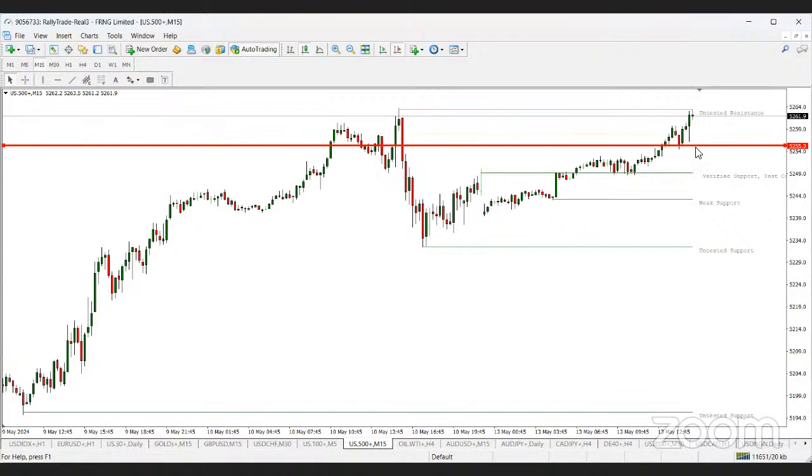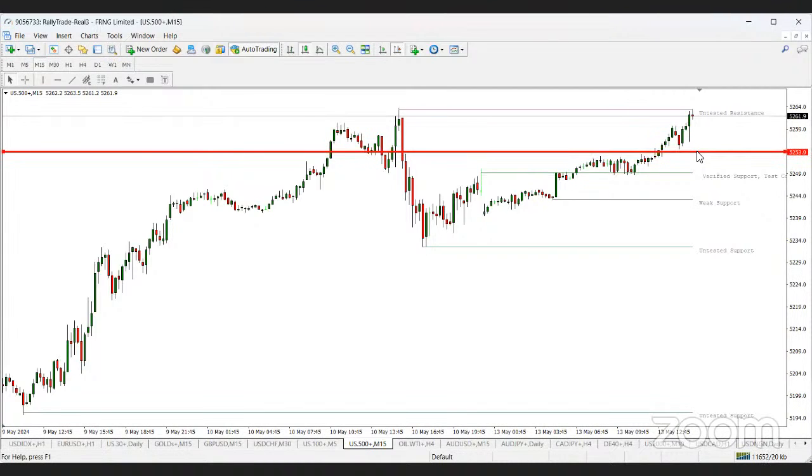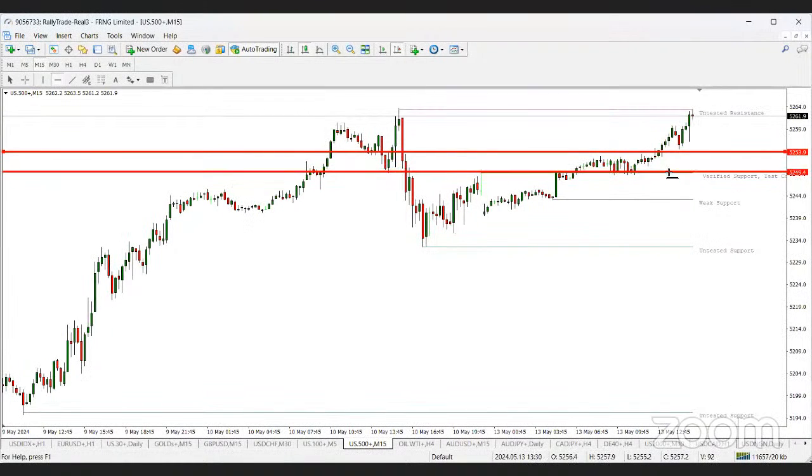I can sell from 5253. Good. So that's from 5253, I'll look out to sell till 5249.